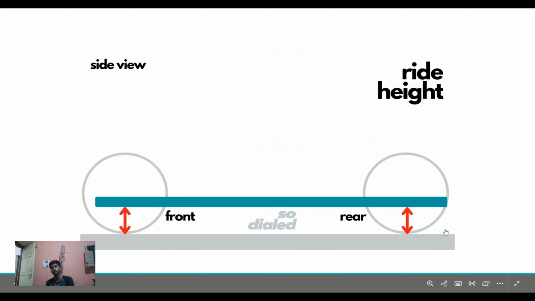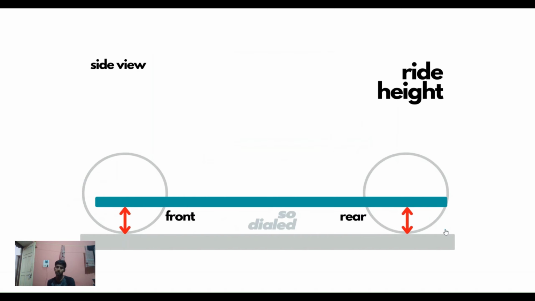And now finally the last concept, which is the chassis height. Chassis height is the distance between the ground and the lowermost portion of your chassis. So look at the cases when you have lower chassis height and higher chassis heights.